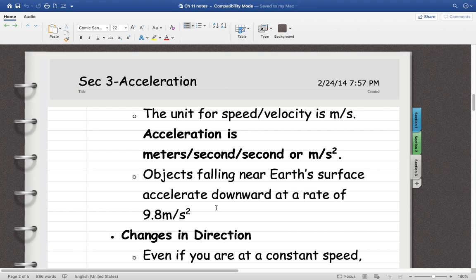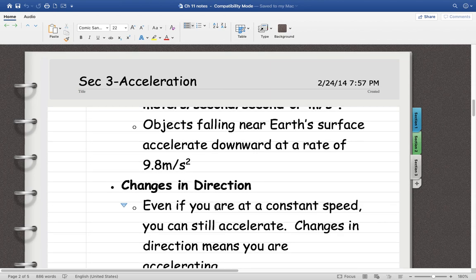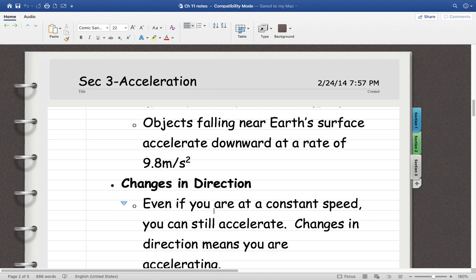You're going to need to know that because when we get to some of the problems, you're going to have to know gravity. Please write that down. Box it, highlight it. You've got to know gravity. 9.8 meters per second squared. You should be hearing that in your sleep.